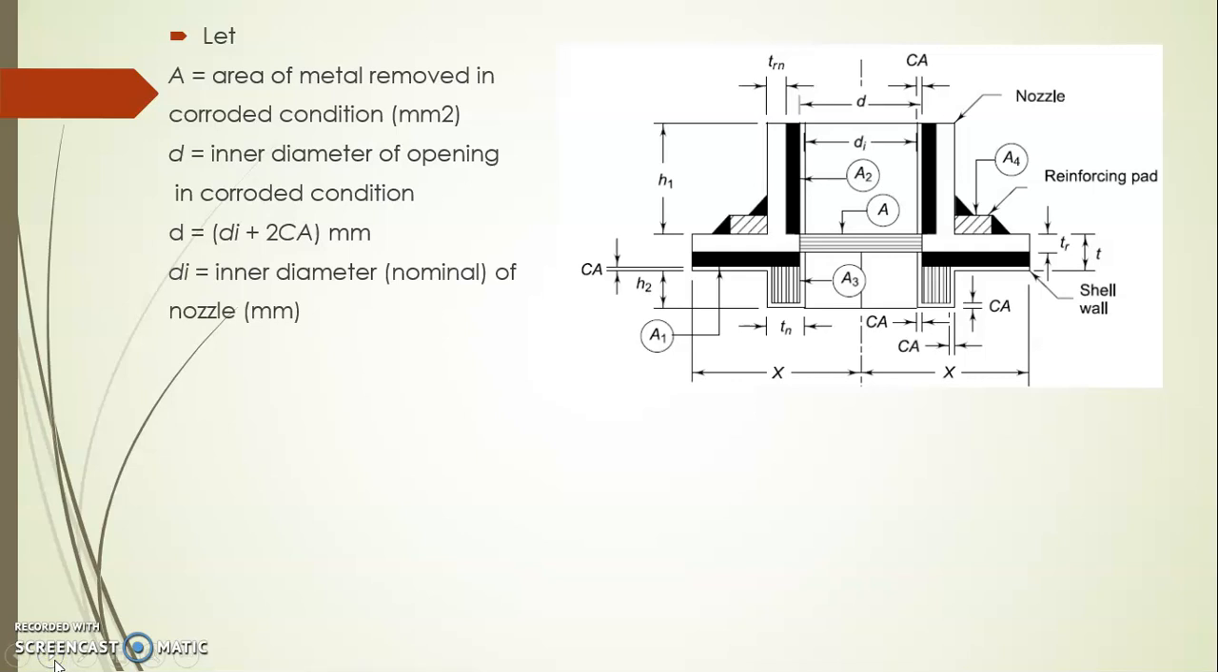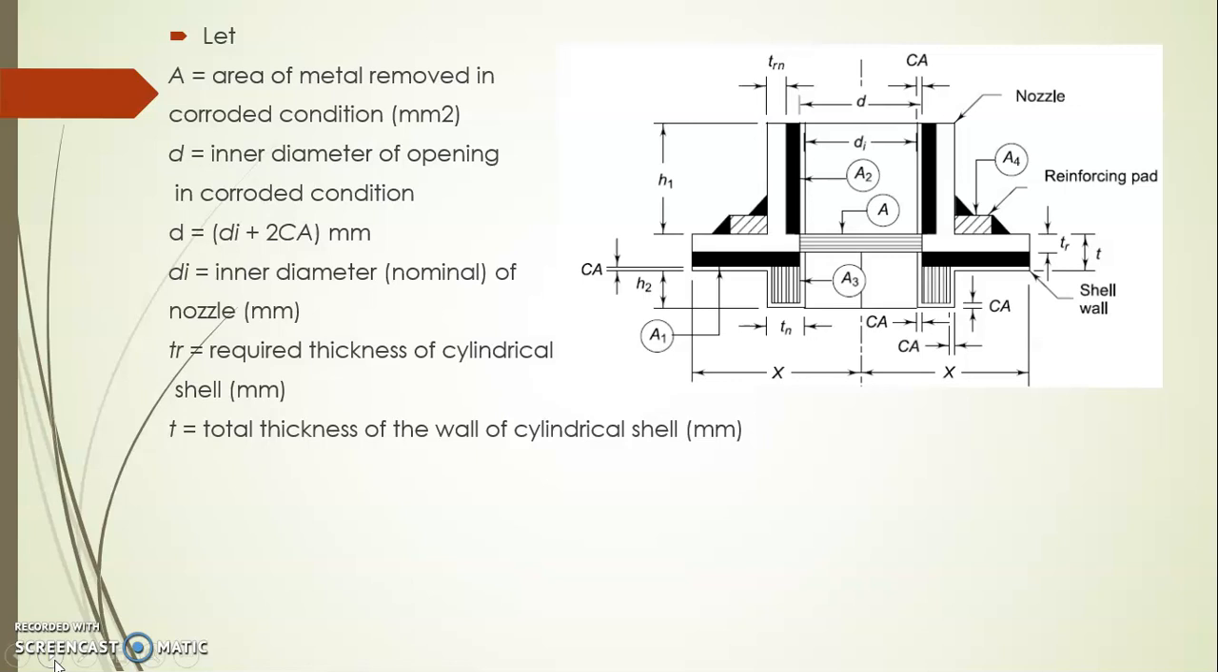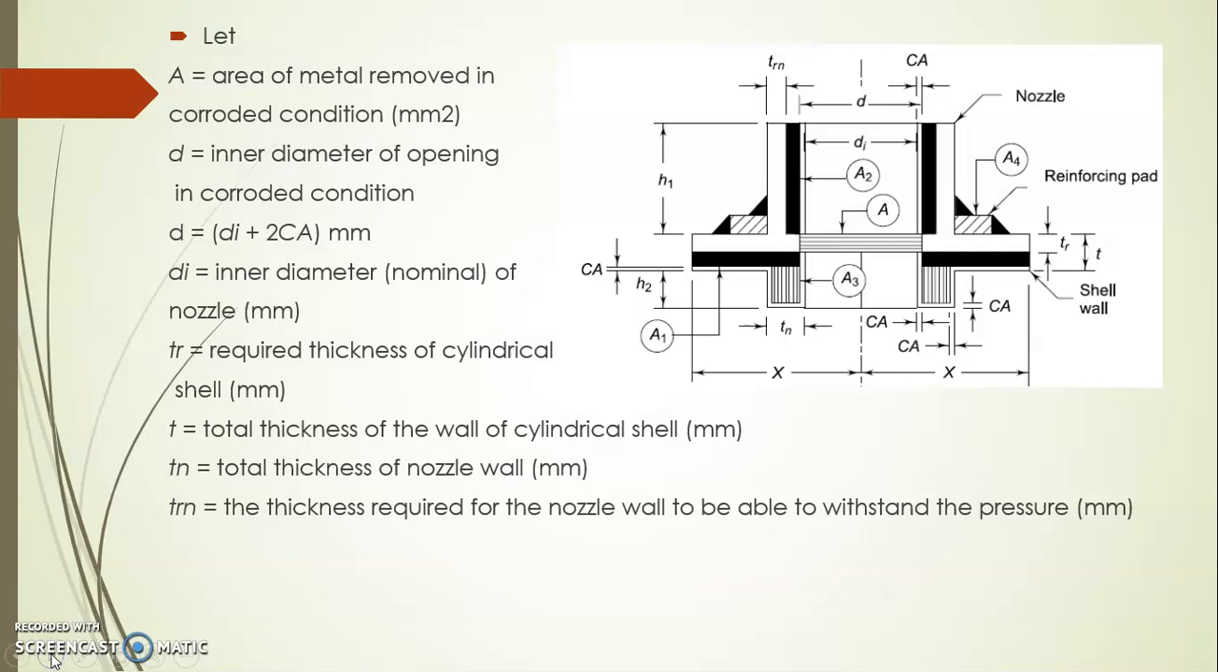Small di is equal to the inner diameter or nominal diameter of the nozzle wall in mm. Tr is equal to the required thickness of the cylindrical shell in mm. Small t is equal to the total thickness of the wall of the cylindrical shell in mm. Tn is equal to the total thickness of the nozzle wall in mm. Trn is equal to the thickness required for the nozzle wall to be able to withstand the pressure in mm. Small w is equal to the width of the pad in mm. A4 is equal to the area of the reinforcing pad in mm square.